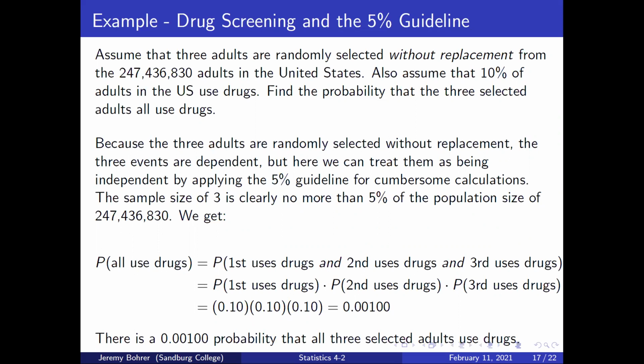We get the probability that all 3 use drugs is equal to the probability that the first uses drugs and the second uses drugs and the third uses drugs, which is equal to the probability that the first uses drugs times the probability that the second uses drugs times the probability that the third uses drugs, which is 0.10 times 0.10 times 0.10, which is 0.00100 or 1/1000th. There is a 1 in 1,000 probability that all 3 selected adults use drugs.